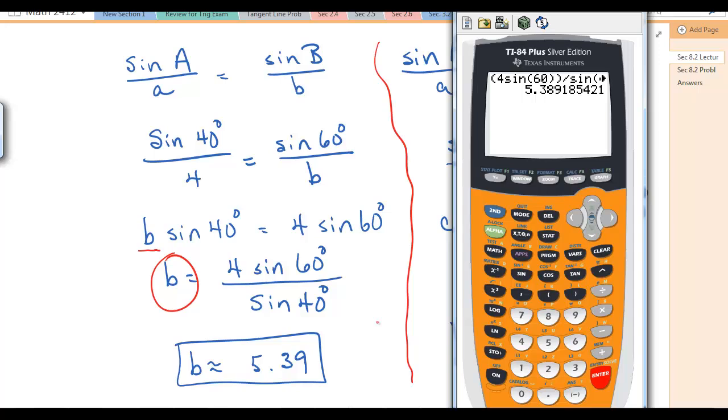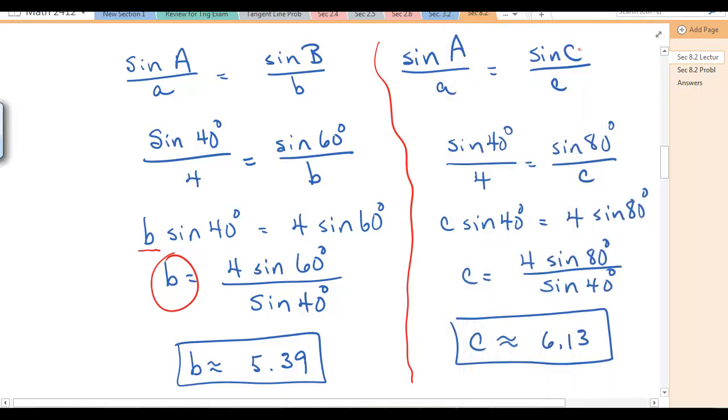All right, so typically you want to put the top in parentheses, the bottom in parentheses if there's more than one thing. We did the same thing over here doing sine C over c because we're solving for this side c now. So we had the same process. We end up with this, and we end up with 6.13. All right. Now, let's move down a little bit.